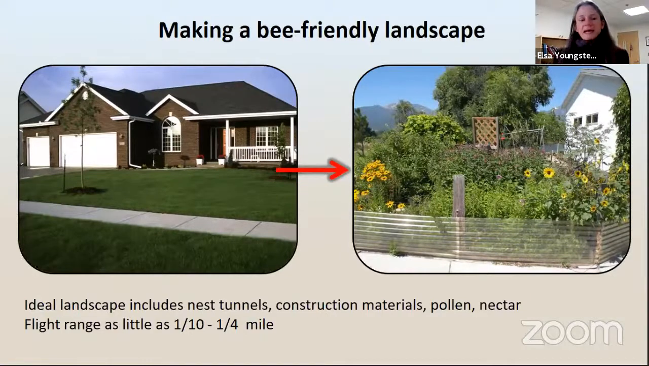And it's important to keep that in mind because some of these smaller wild bees can fly as little as 1/10 or 1/4 of a mile from their nest. And then they come back to their nest after every trip, and there can be hundreds of trips. So the closer their resources are together, the more efficient things are for them, and the better they can do at providing for their offspring and keeping their nests safe.